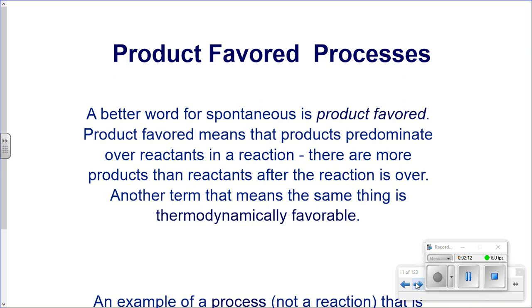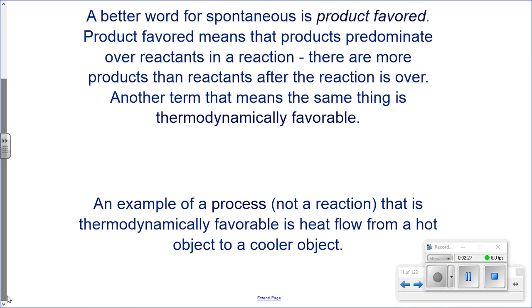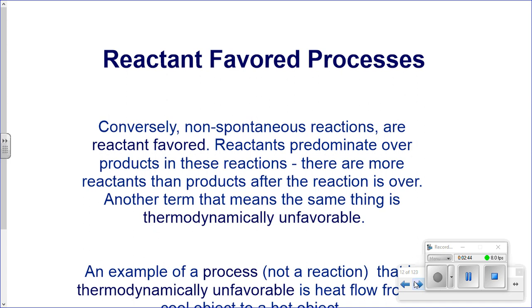So a better word for spontaneous, they say, is product favored. In other words, you're going to get a ton of product. Product favored means that products predominate over reactants in the reaction. In other words, there are more products than reactants when the reaction is done. An example of this is something that is thermodynamically favorable, where heat flow goes from hot to cold. That's spontaneous. Heat and pressure always go from hot or high to low. That's more of a physical thing, but you can see that most things with emission of energy, or exothermic, are typically product favored.